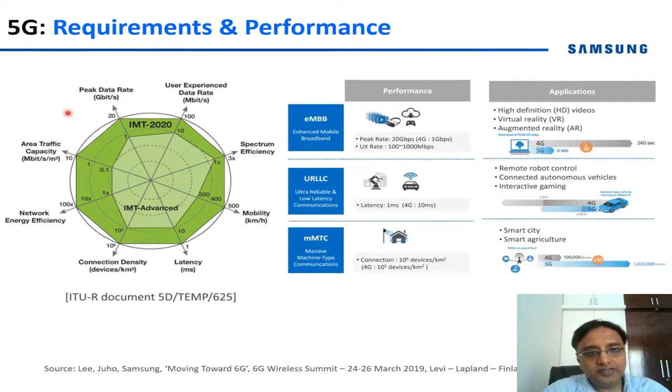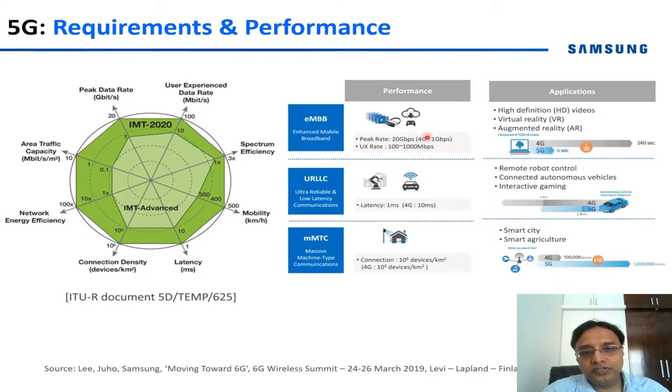So 5G is broadly divided into three sub use case categories, right? The first one is called enhanced mobile broadband, which talks about basically the data rate. So if you see in case of 4G, while we have 1 Gbps, the peak rate in 5G is 20 Gbps. And user rate, as we explained, has to go from 100 to 1000 Mbps, right? That's the kind of expected improvement in case of 5G.